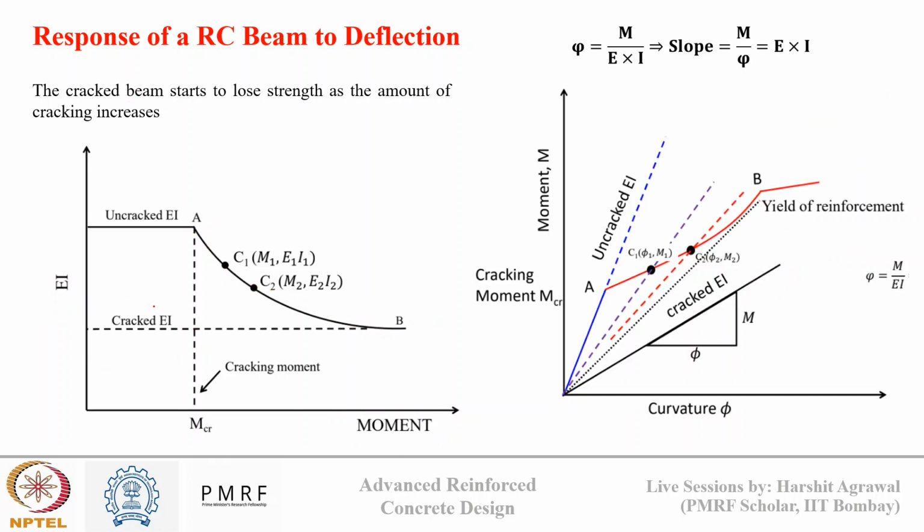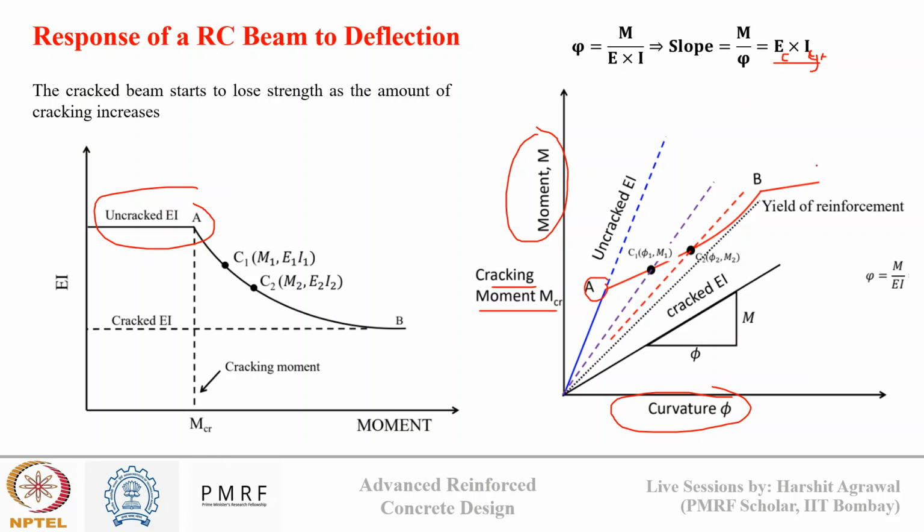So if we plot the moment versus curvature, how the moment versus curvature is changing with increasing moment, we have two well-defined points. First is point A, which is the limit of this uncracked EI. My moment has just reached the cracking moment. So till this moment, when the moment is less than the cracking moment, the slope of this moment versus curvature will be E times I. So E is the modulus of elasticity of concrete, and I is the moment of inertia of concrete. So we say E times I gross, gross moment of inertia of concrete.